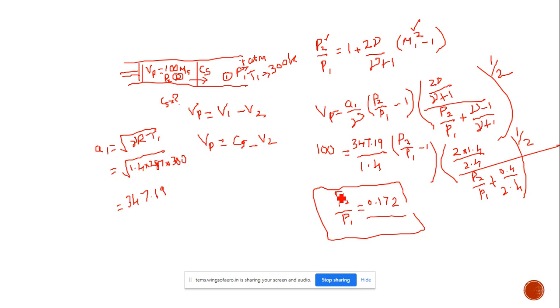Okay, so now we have the value for P2 by P1. Next, we know the value for P1. So P2 equal to 0.172 into 1. So we will get 0.172 only. So P2 will be 0.172. But the answer is somewhat differing. We can check. Okay, so others got the same answer.